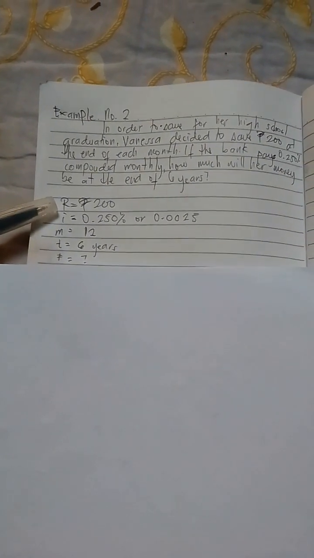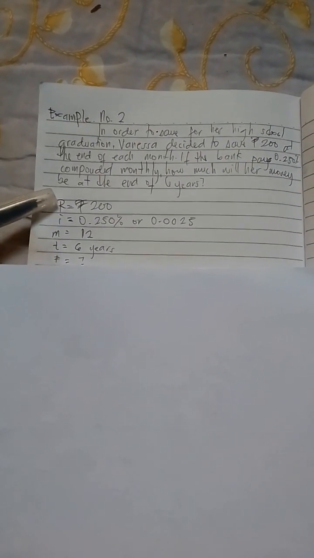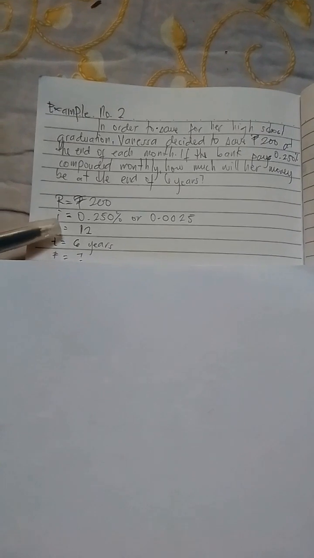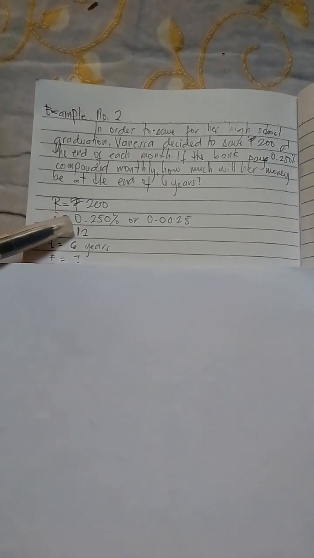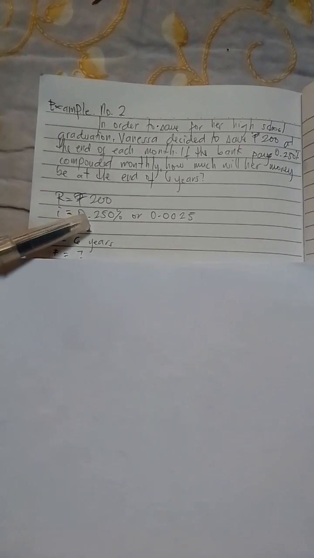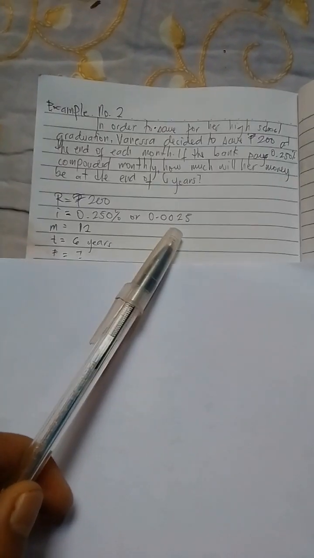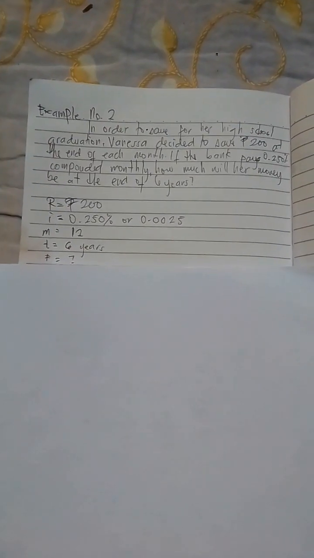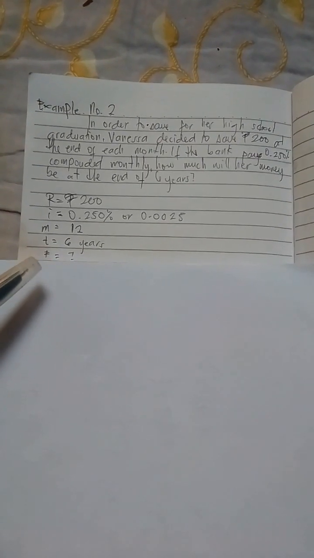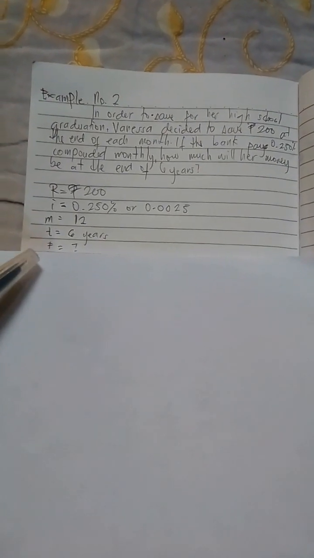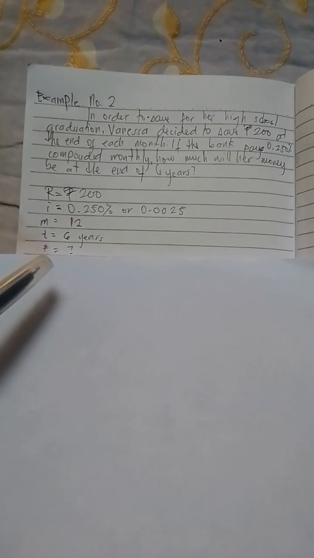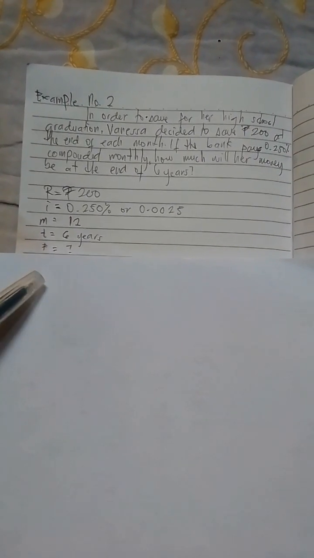So these are the given. R is equal to 200 pesos and interest is 0.250%, or in decimal 0.0025, and m is equal to 12 and the time t is equal to 6 years. So let's find the future value.